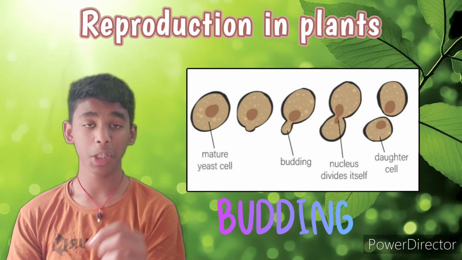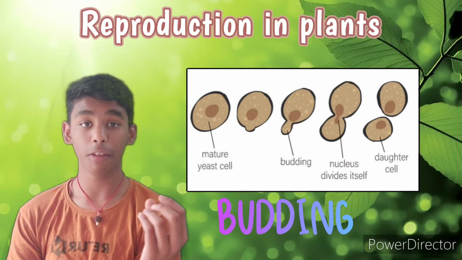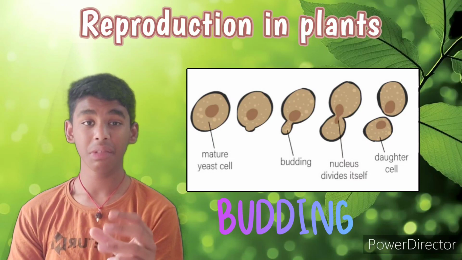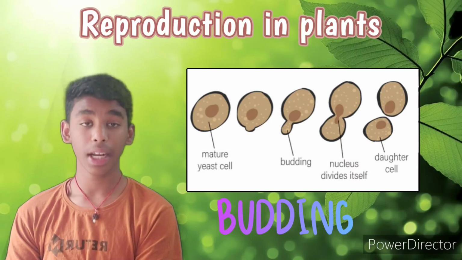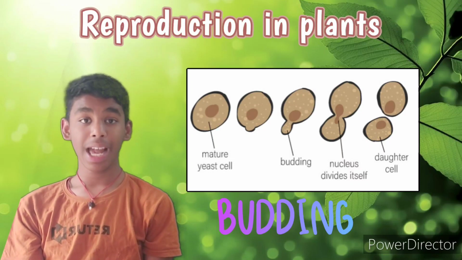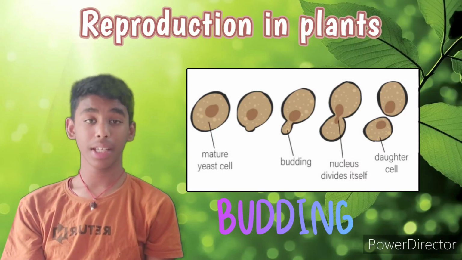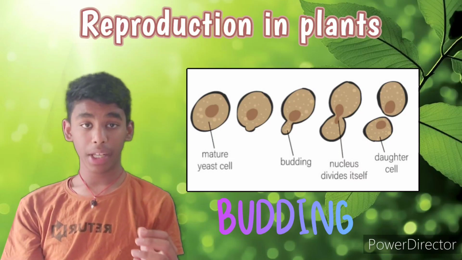So the yeast plant is there, right? Some bulb-like formation grows from it, and when the bulb-like formation grows big enough, it breaks off from the parent plant and grows as a new plant. This is called the budding of the yeast plant.